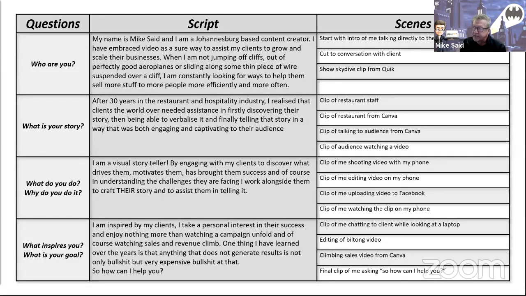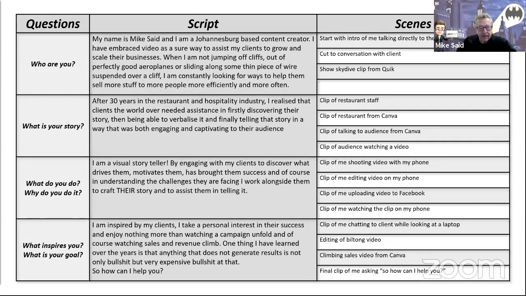I'm going to take a bit from Canva, and I didn't quite have the time to shoot all the video myself. So what I did for my video was I used a lot of stock footage that I've collected over the ages. But this is how easy it is to do. Clip of me shooting video with my phone, clip of editing, clip of uploading. And so you'll quickly go through until finally, my final clip is me asking again, how can I help you? That's a very simple little script, but what it does is it breaks it down into scenes so I know what to go out and shoot at any one time.